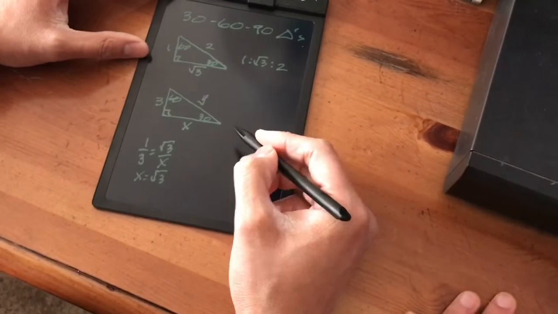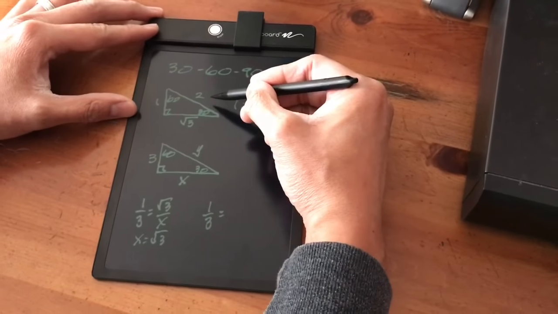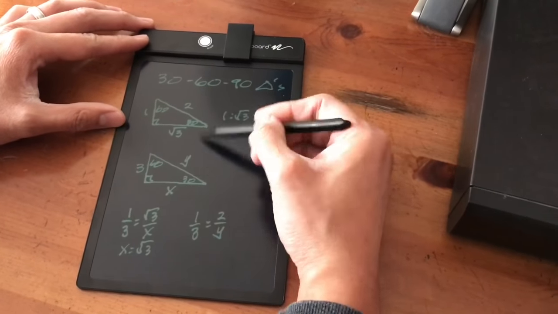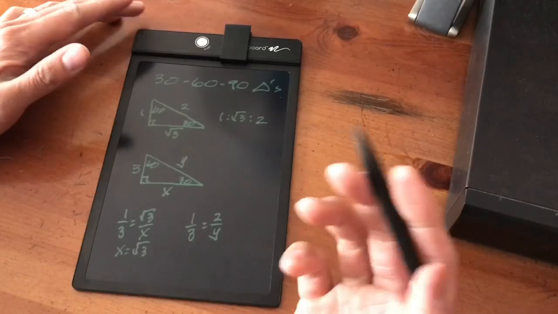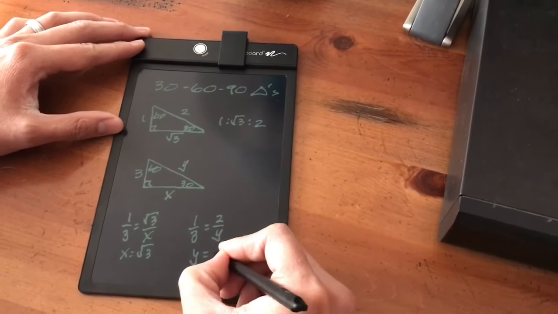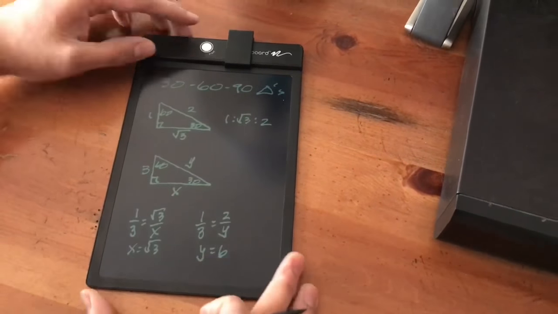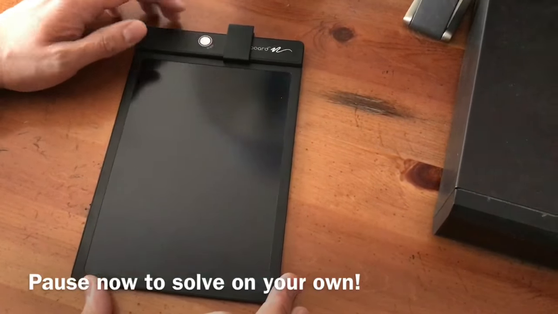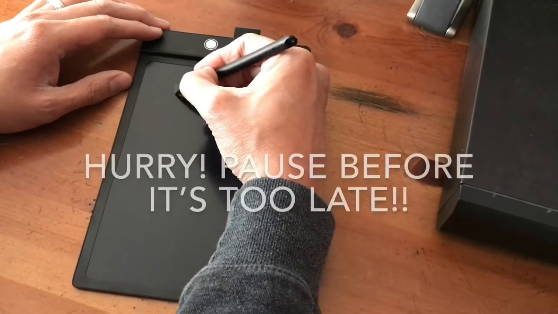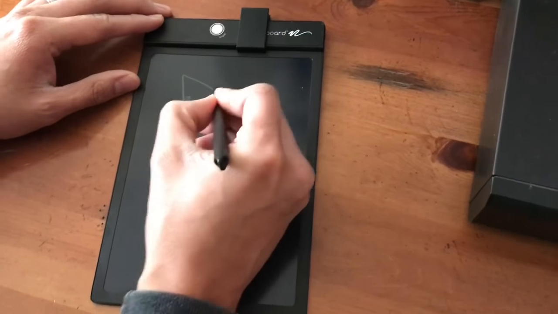To solve for y, we would get 1 over 3 is equal to 2 over y, because those are both the hypotenuse, or hypotenuses, right? And when we cross multiply, we get y equals 6. So again, let's do one more example. You can pause here if you want, or continue to watch with me and solve with me. And so let's say we've got a larger one now.